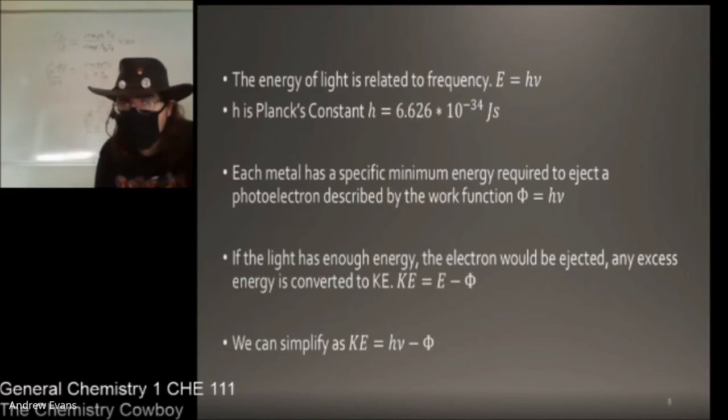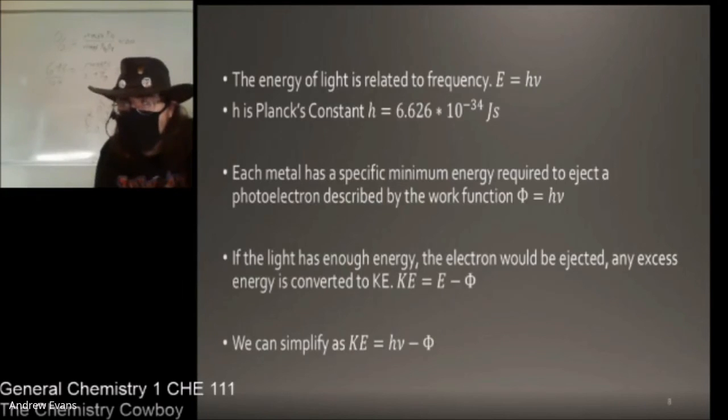Now, each metal will have a specific minimum energy required to eject a photoelectron called the work function phi, which is just h nu. And the basic idea is that if light has enough energy, the electron will be ejected. Any excess gets converted into kinetic energy. So the kinetic energy is the energy of light minus the work function phi. So kinetic energy is equal to h nu minus phi, which is a constant.